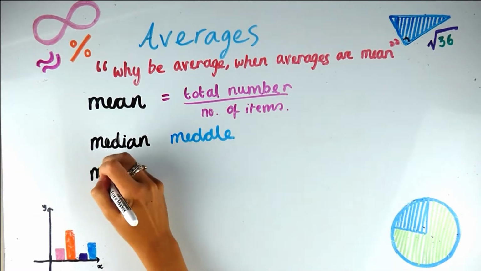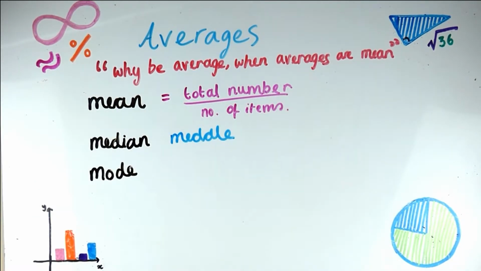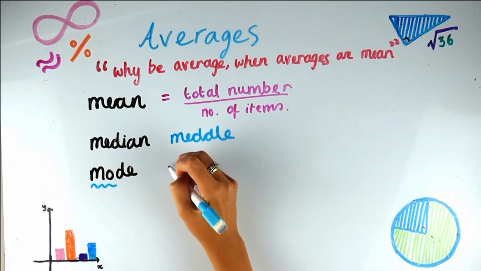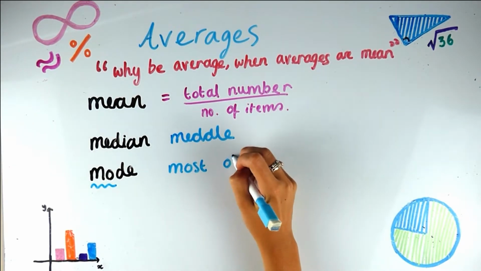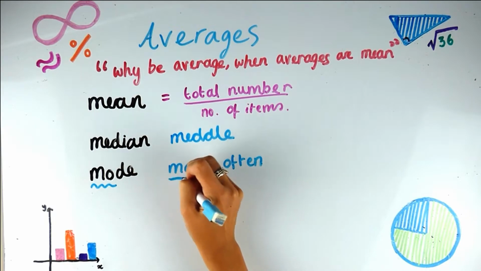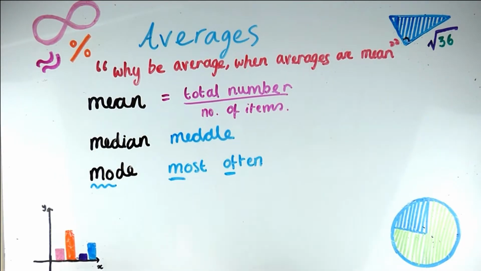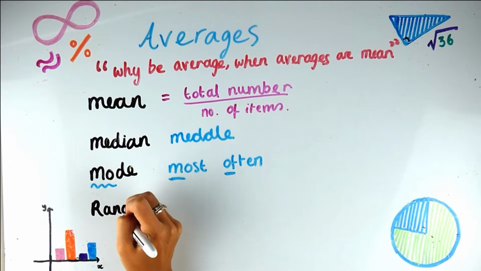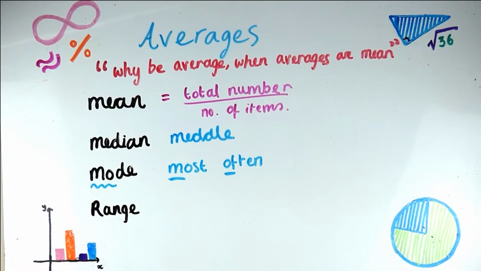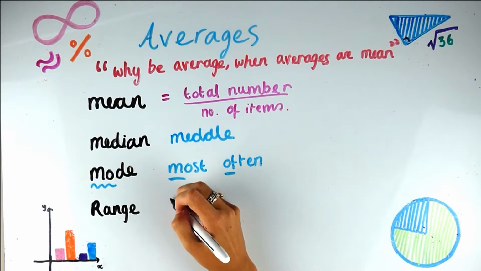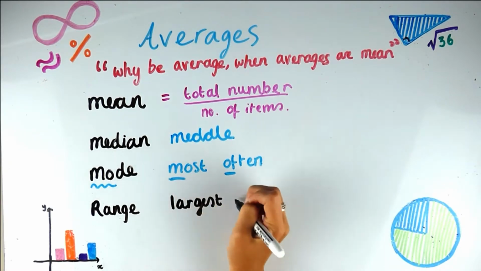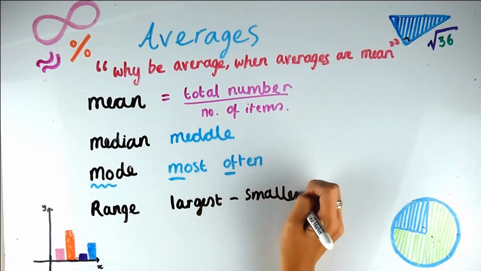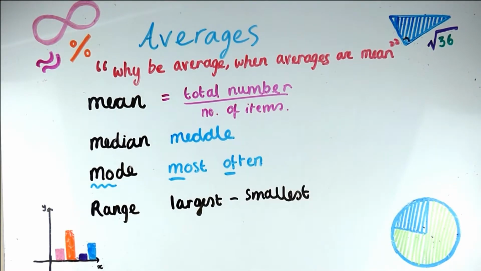Then we have mode, and this MO here stands for most often, O. And then the last one we have is the range, which doesn't start with an M, unfortunately, and that one again is kind of the range of values, so it's largest value minus smallest value. So that's just an explanation of what they are, and I think we're just going to jump straight into exam questions to see how they're used.